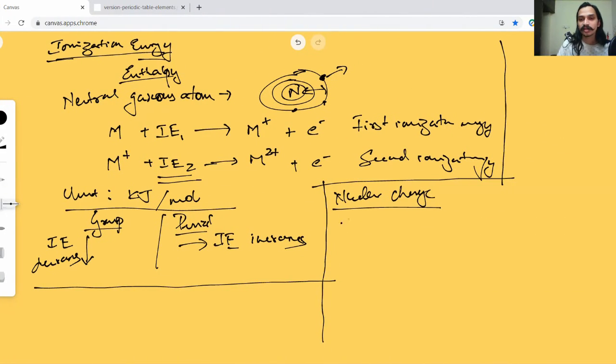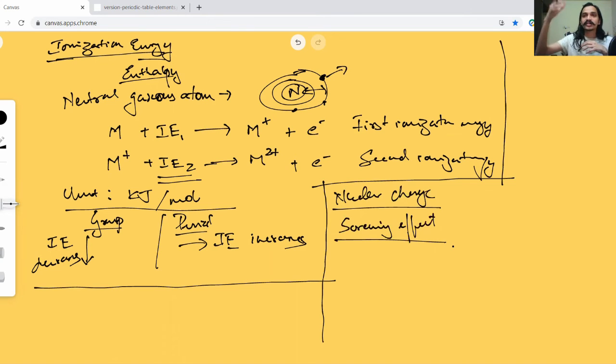Another factor is called the screening effect. What is the screening effect? As the size of your atoms grows bigger and bigger, the distance between the nucleus and the outer shell increases. The shells in between the nucleus and the last shell create a protective layer. It protects the last electrons from the attractive force of the nucleus.